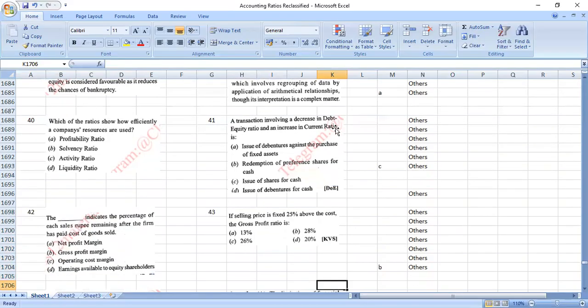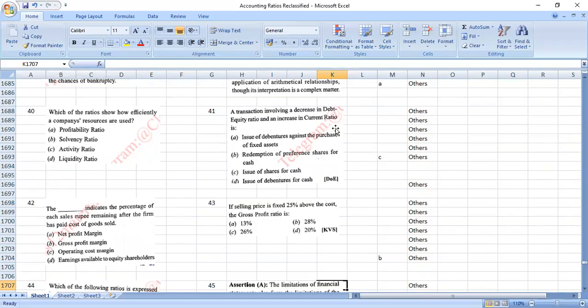Which of the following ratios show how efficiently companies' resources are utilized? Activity ratios. Operational efficiency, how efficiently companies' resources are utilized, how soon it gets converted into revenue or cash. So all activity ratios.